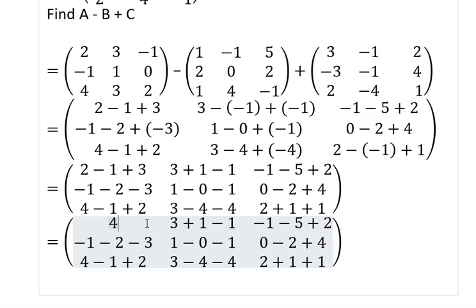Beautiful. The next one we have here, 3 plus 1 will give us what? 4. 4 minus 1 will give us what? 3. The next one, minus 1 minus 5 will give us minus 6. Minus 6 plus 2 will give us minus 4.